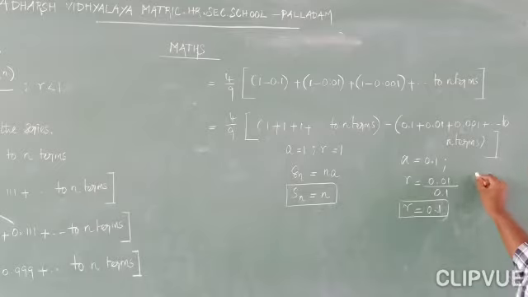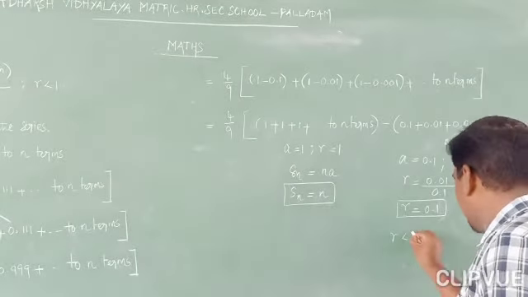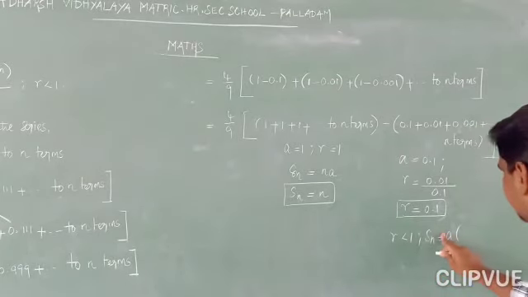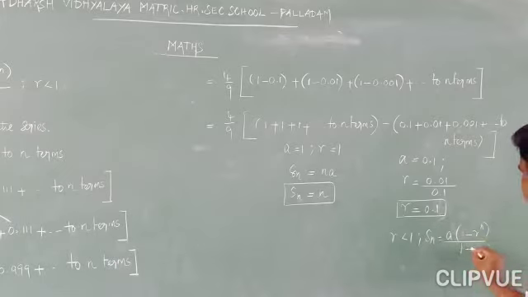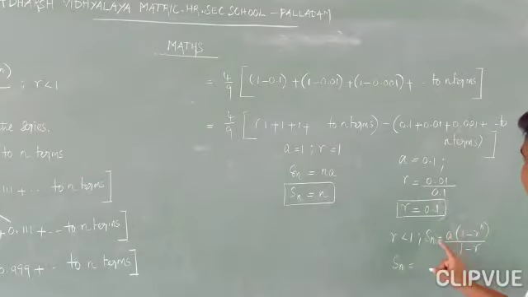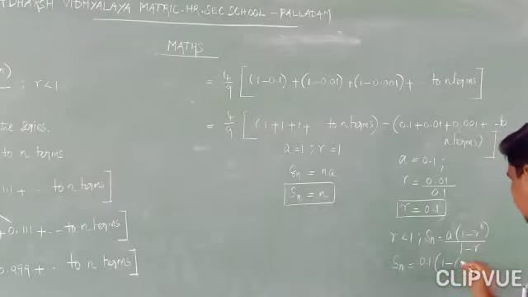So r is less than 1, so I am going to take the formula Sn equal to a of 1 minus r power n divided by 1 minus r. Okay, so Sn is equal to, what is a? 0.1 into 1 minus r, which is also 0.1, whole power n, whole divided by 1 minus 0.1. Okay.